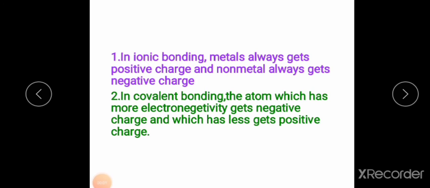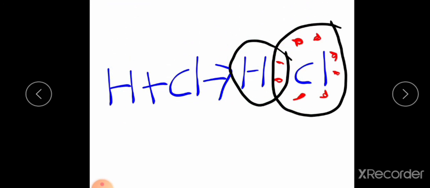Second point, in covalent bonding, the atom which has more electronegativity gets a negative charge and the one which has less gets a positive charge. So the first point is related to ionic bonding, and the second point is related to covalent bonding. For example, here you can see hydrogen and chlorine. We know what covalent bonding is: it means there is a sharing of electrons.